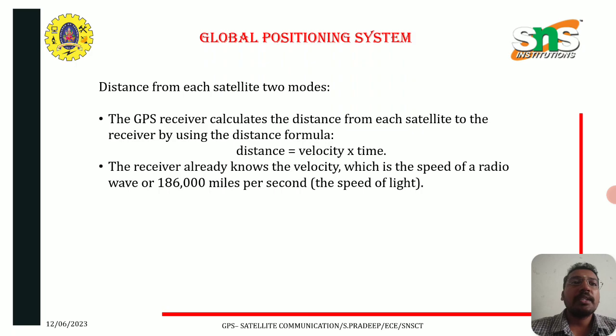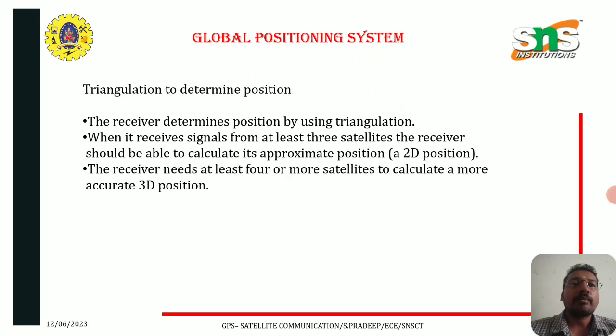Distance from each satellite. In this technique, the GPS receiver calculates the distance from each satellite to the receiver by using the distance formula, that is, distance equals velocity times time. The receiver already knows the velocity, which is the speed of a radio wave, or 186 miles per second, that is the speed of light. The last one is triangulation to determine position.